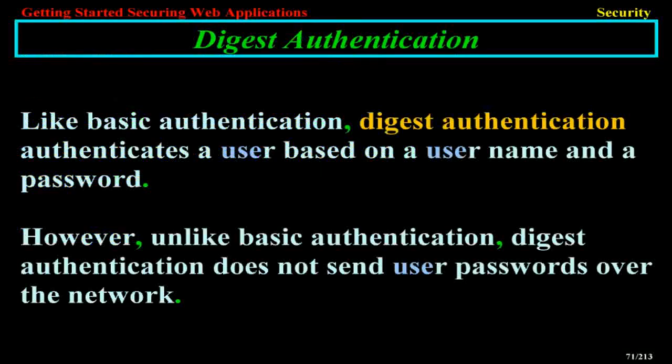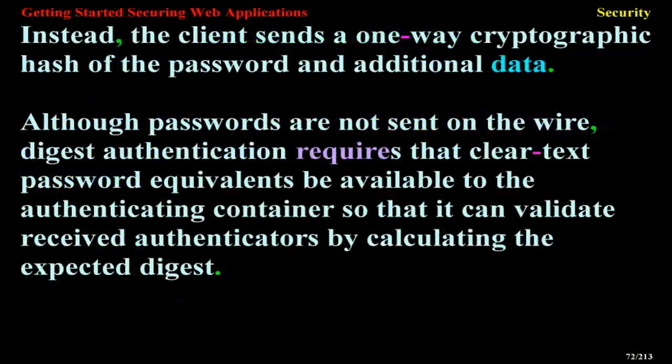Form. Digest authentication. Like basic authentication, digest authentication authenticates a user based on a username and a password. However, unlike basic authentication, digest authentication does not send user passwords over the network. Instead, the client sends a one-way cryptographic hash of the password and additional data. Although passwords are not sent on the wire, digest authentication requires that clear text password equivalents be available to the authenticating container so that it can validate received authenticators by calculating the expected digest.